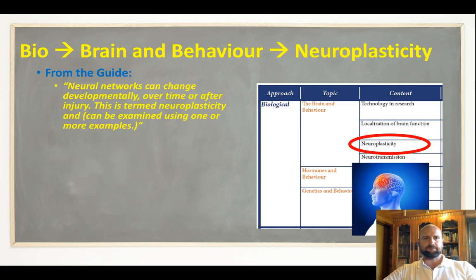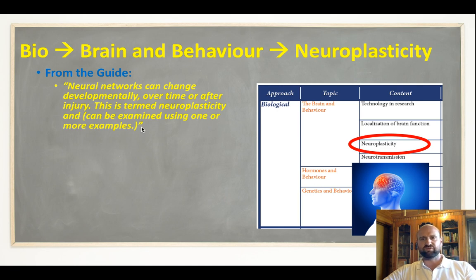Neuroplasticity. This is a little bit trickier from the guide. It doesn't make it as explicit as what we need to know. But it does say neural networks can change developmentally over time or after injury. This is termed neuroplasticity and can be examined using one or more examples. Okay, there's a couple of things that have been cut out, but that's essentially what it says.